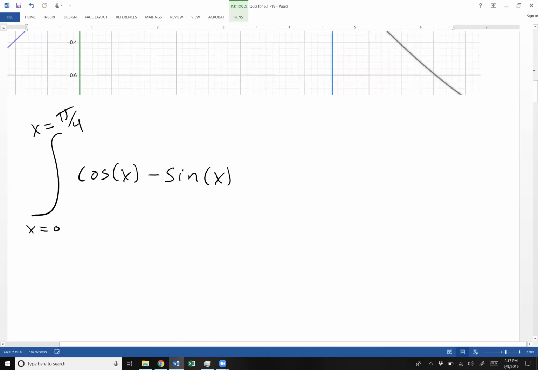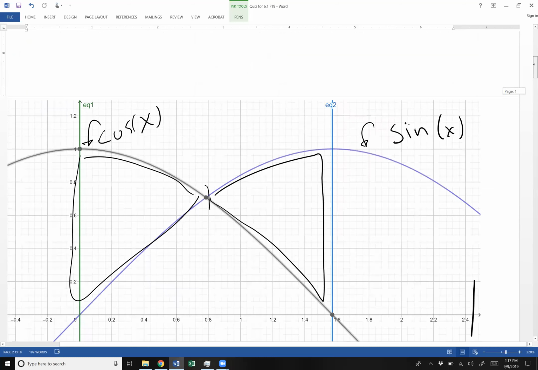I know a lot of you picked one of them, either cosine or sine, minus the other one, and went 0 to pi halves. And if you do that, you'll end up with 0. And there is a context where that makes sense. For example, if these are the rates of two people walking, and they start at the same spot, you would ask how much further is one ahead of the other? They're back at the same spot.